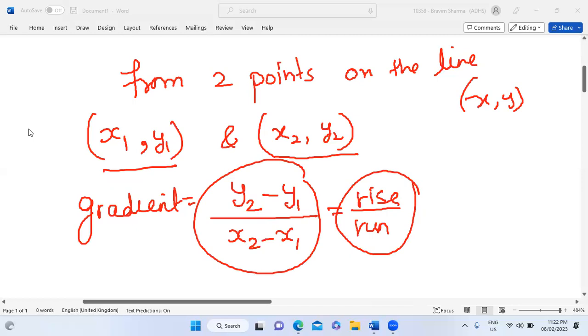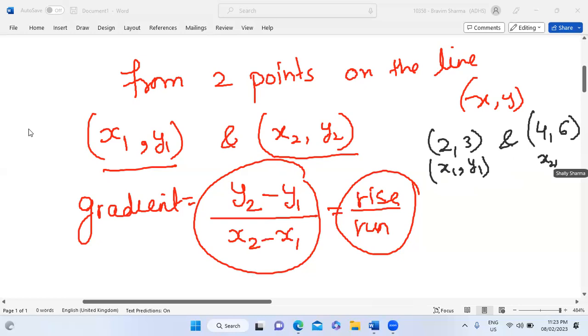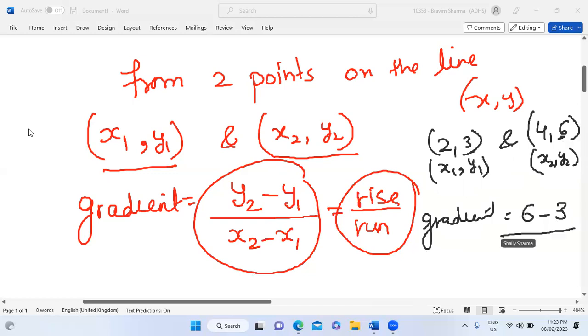Let's take an example and try to understand. For example, I have 2 points. One point is 2 and 3, and another point is 4 and 6. So let's say 2 and 3 is my x1, y1, and 4, 6 will become x2, y2. Now the gradient equals y2 minus y1. So 6 minus y1, which is 3, divided by x2, which is 4, minus x1, which is 2. So the gradient is 3 divided by 2, which is 1.5. So this is the gradient.